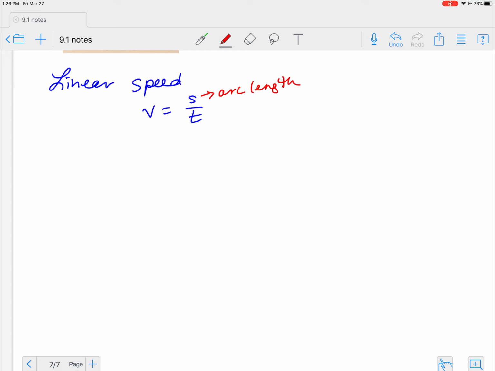Arc length. So this linear speed that we have is, I'm looking at the speed as I'm going around the edge of my circle. So around that edge, that's how we get that arc length. I'm not talking about going in this straight line. I'm talking about around the edge of my circle. That's where that's coming in. T is time, of course.